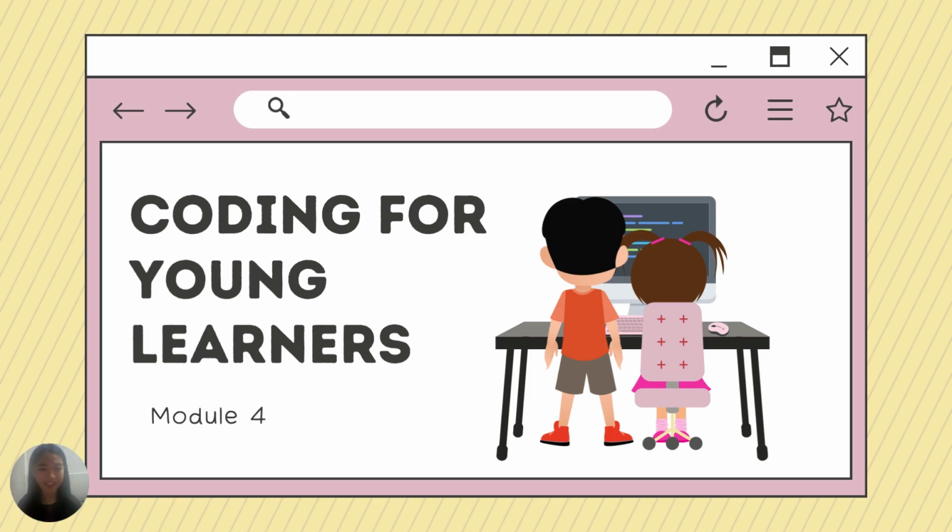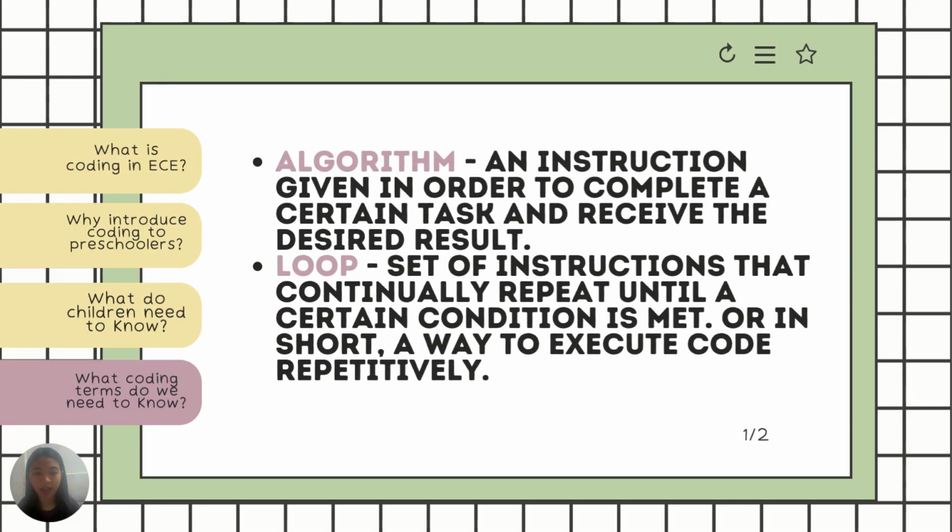So, if you're going to teach a 4-year-old to code, you'll first need to understand some coding vocabulary. These basic concepts of coding are the foundation of unplugged activities, which we'll explore later. Okay. So, algorithm. Algorithm is an instruction given in order to complete a certain task and receive the desired result.